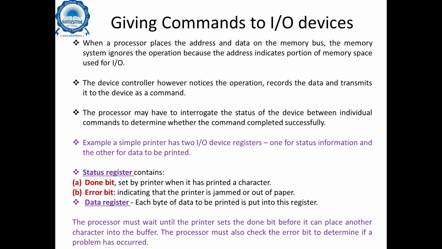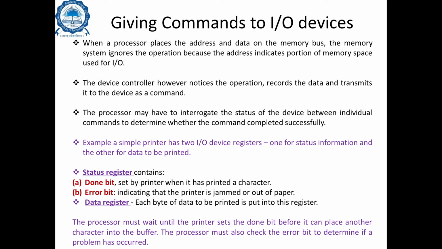The role of a processor is that the processor may have to interrogate the status of the device between individual commands to determine whether the command completed successfully. For example, if you have a simple printer, and let's say that the printer has two IO device registers, one for status information and the other for data to be printed, and the status information can have two different types of features.